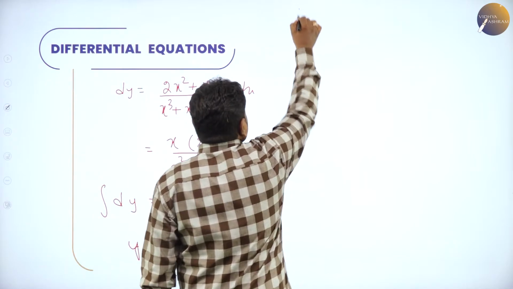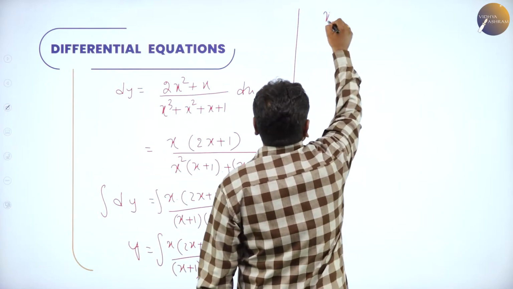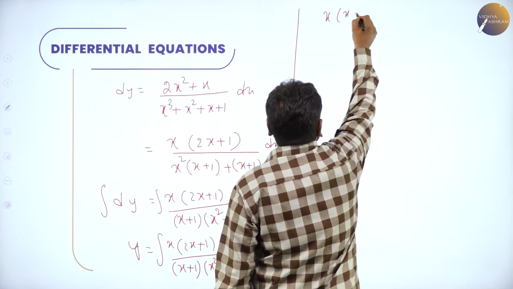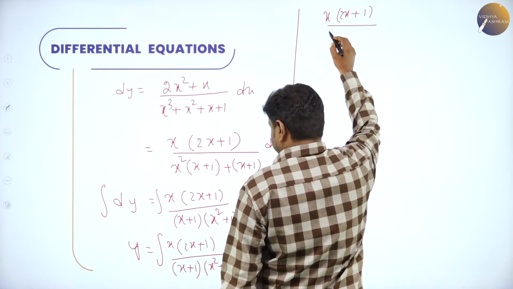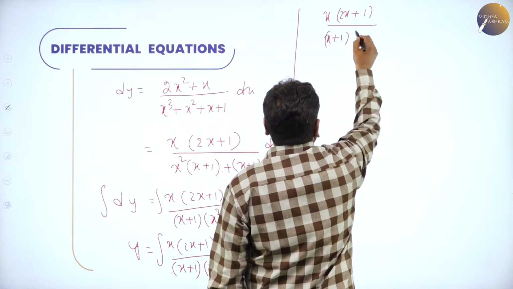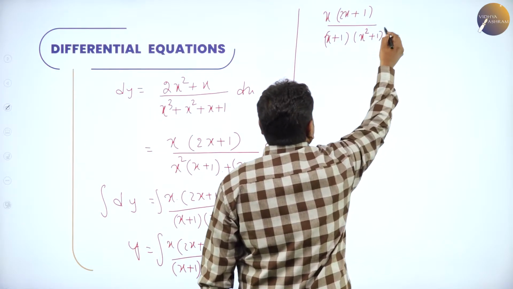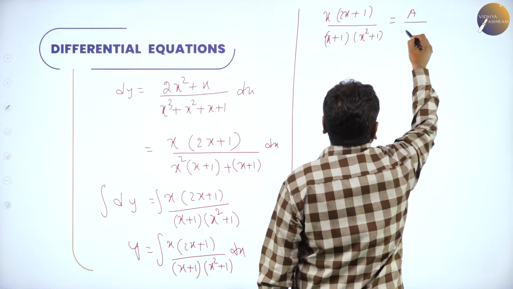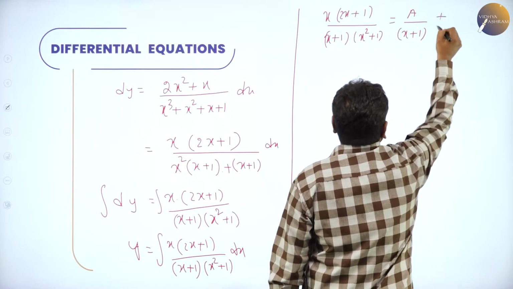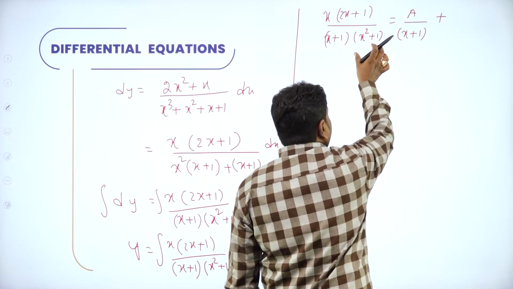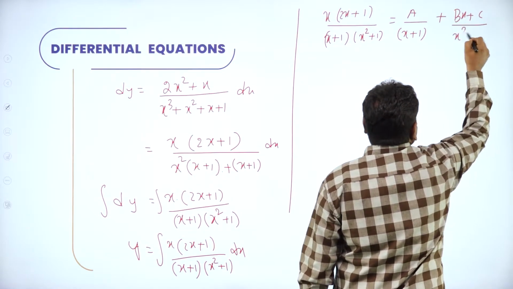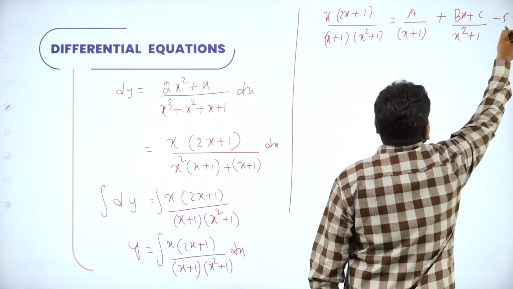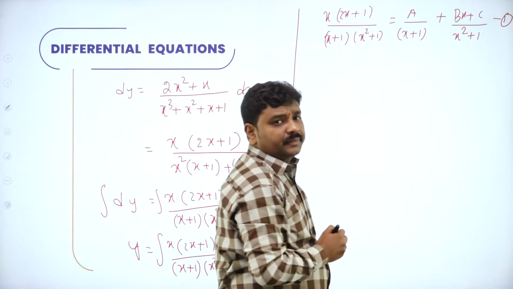In RHS we have x into 2x plus 1 divided by x plus 1 into x square plus 1. We can write it as a by first factor. What is the first factor? x plus 1 plus second factor. This is not factorizable, so I can write bx plus c divided by x square plus 1. Call it as 1. Now we need to find a, b and c.